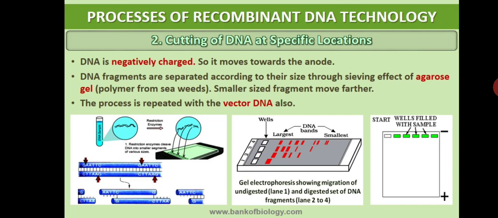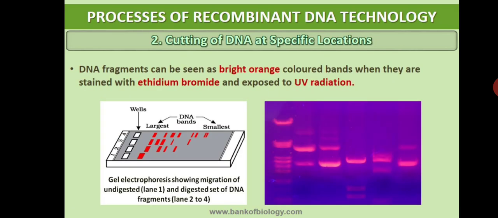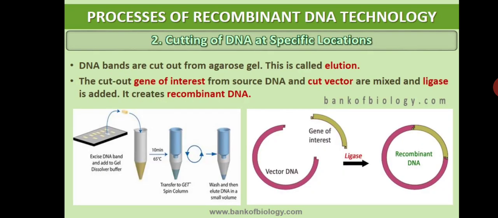The elution process can be carried out, by which the bright orange colored bands are possible to see here. The DNA fragments can be seen as bright orange colored bands when they are stained with ethidium bromide and exposed to ultraviolet radiations.